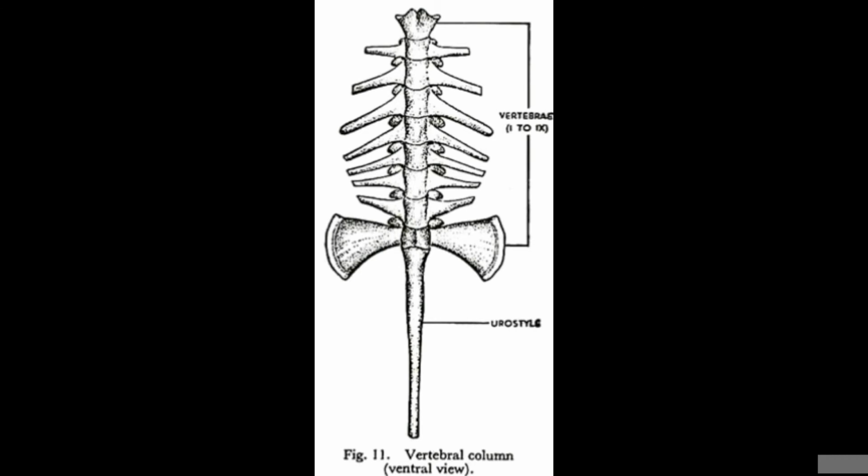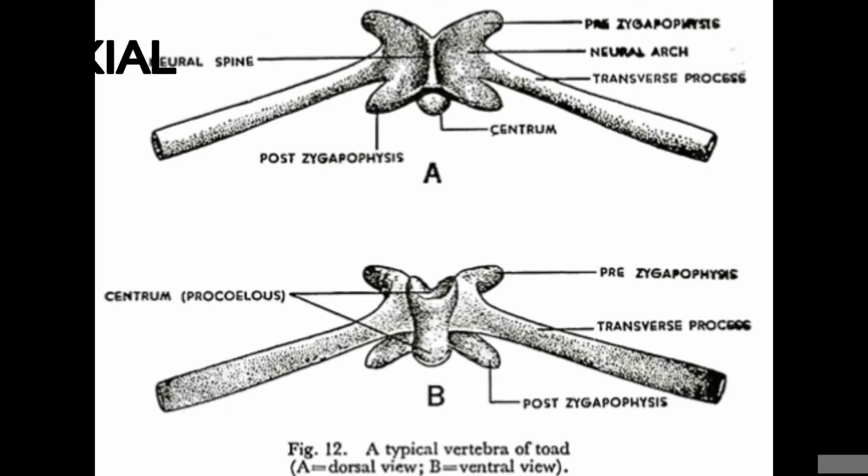urostyle. In the dorsal view of the toad's vertebrae, you can see the neural spine, the neural arc, transverse process, centrum, and post-zygapophysis. In the ventral view, you can see the centrum, post-zygapophysis, transverse process, and the pre-zygapophysis.